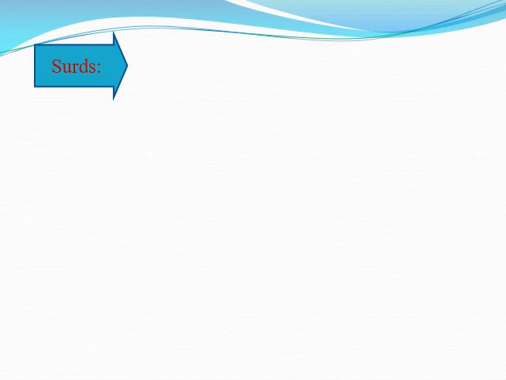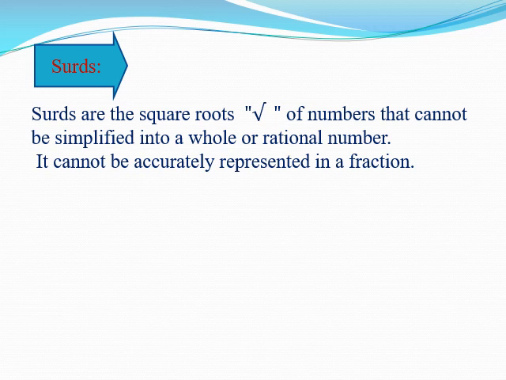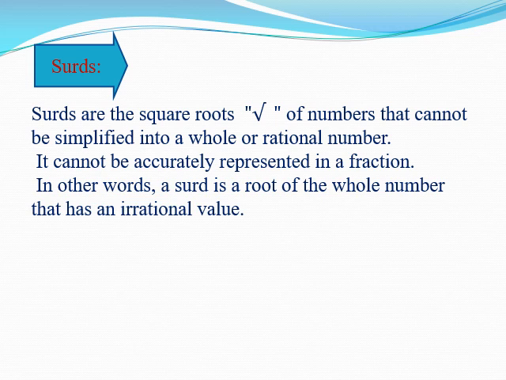Surds. Surds are the square roots of numbers that cannot be simplified into a whole or rational numbers. So all the numbers that can be written under this sign and cannot be simplified into a whole or rational numbers are called surds. It cannot be accurately represented in a fraction. So surds cannot be represented in the form of fraction. In other words, a surd is a root of the whole number that has an irrational value.